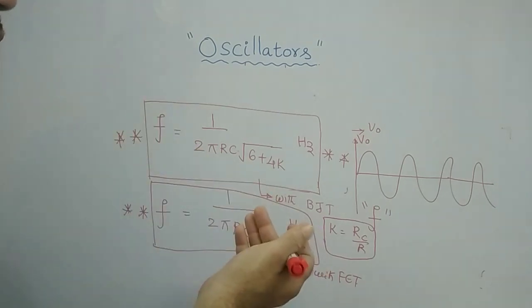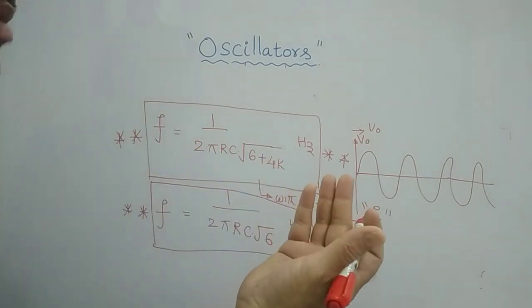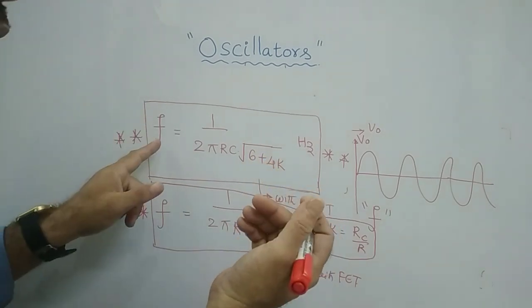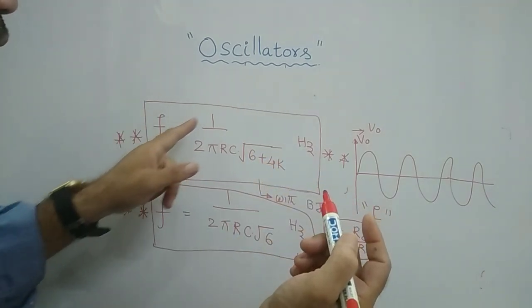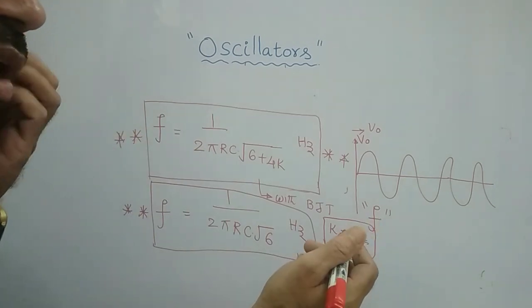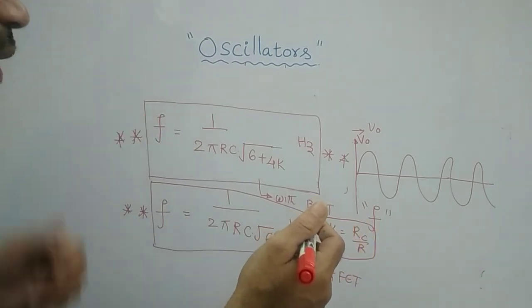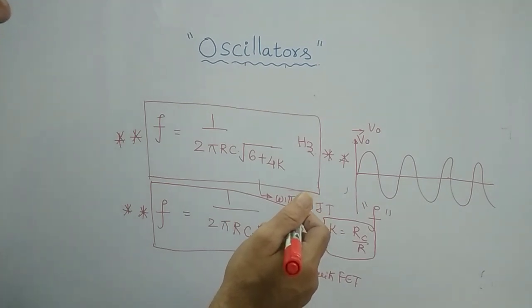Afterwards, in the Wien-Bridge oscillator, the frequency of oscillation is also very simple. There you get F is equal to 1 by 2 pi RC. That's it. However, we will see that in a later presentation.